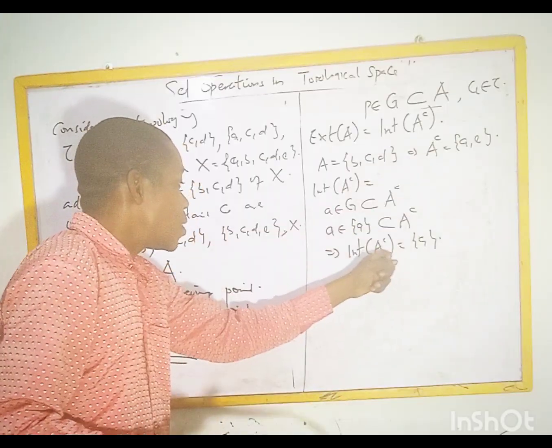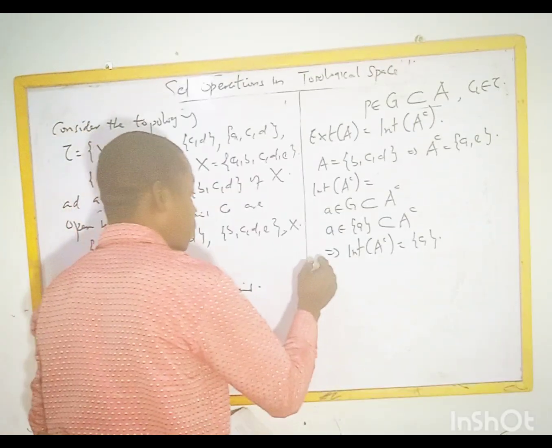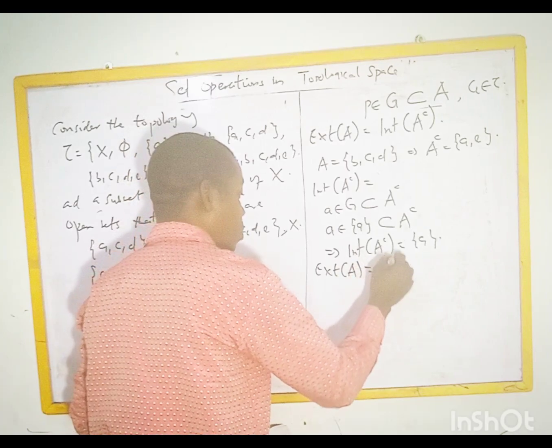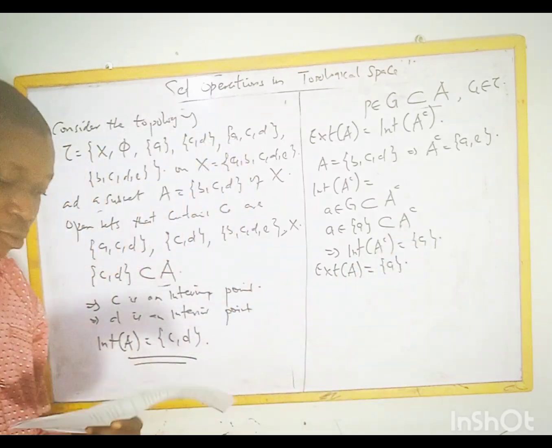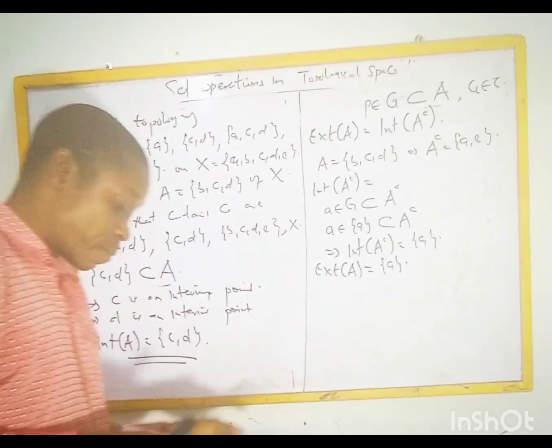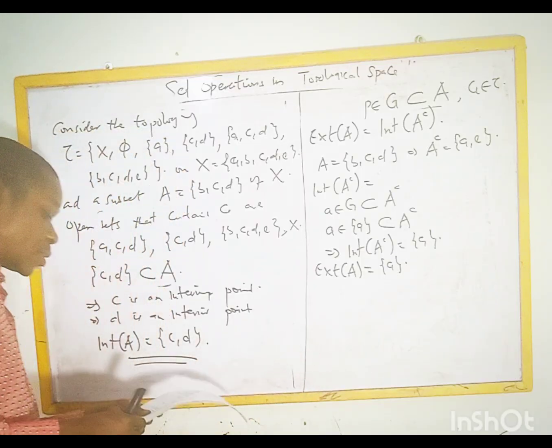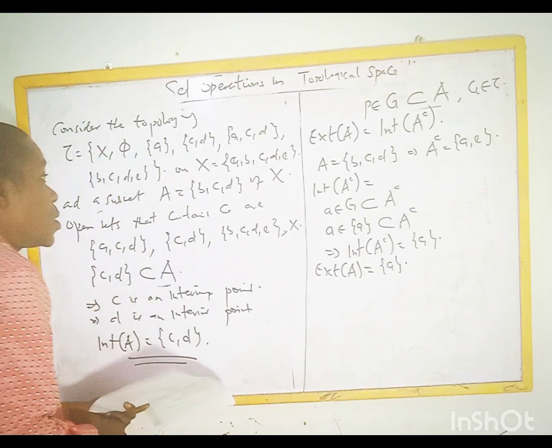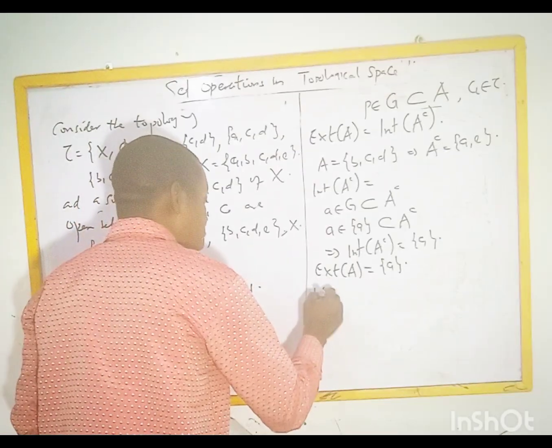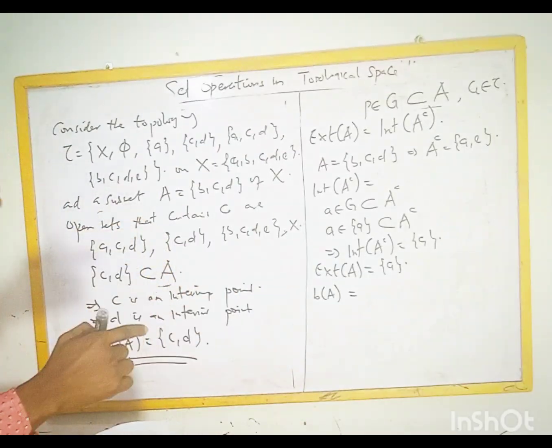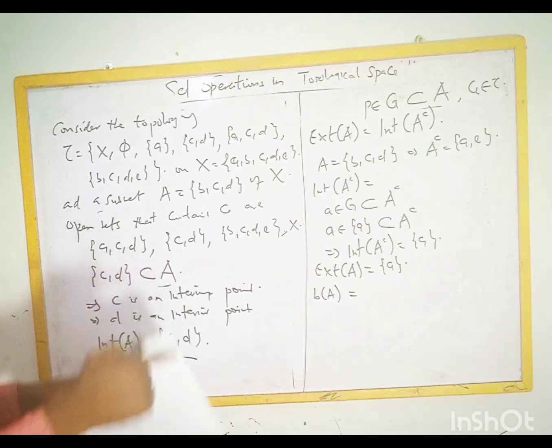There's no other one. So the exterior of A is equal to what? It is equal to this set A. So that is what we call the exterior point of that set A. Now, what is the boundary point? We say that the boundary point of A is a point that does not belong to the interior point and exterior point.